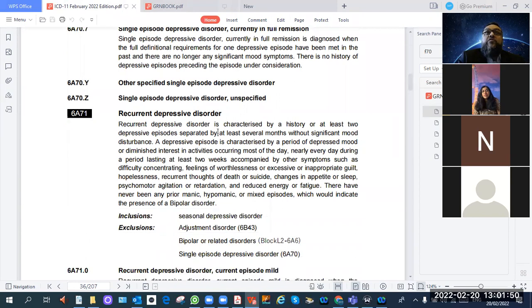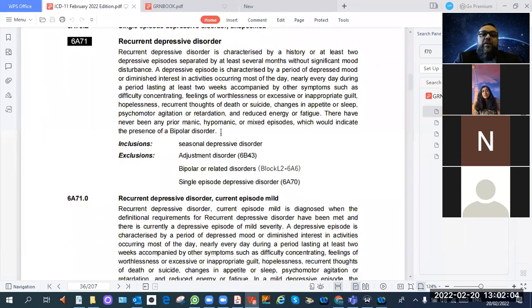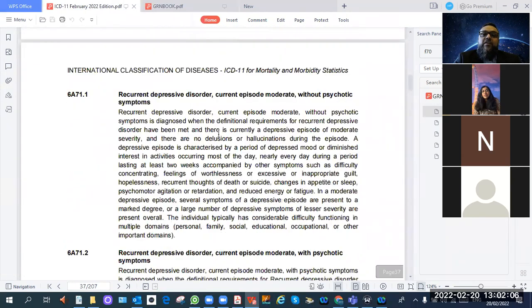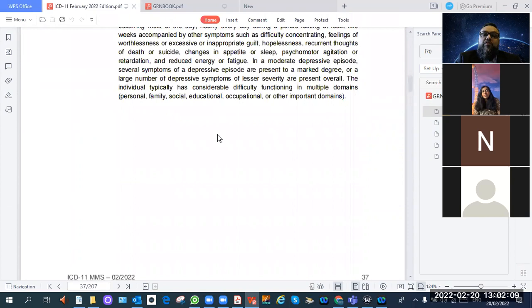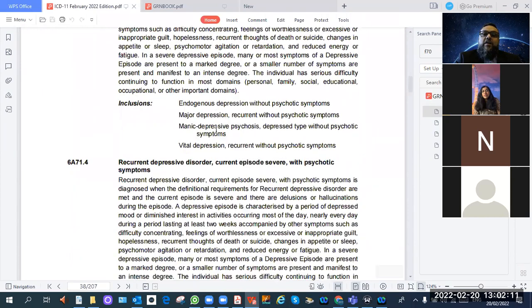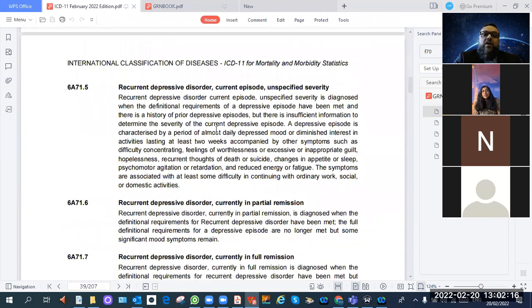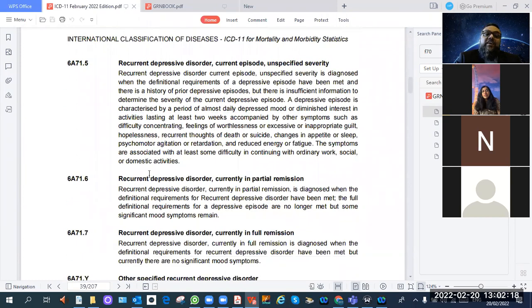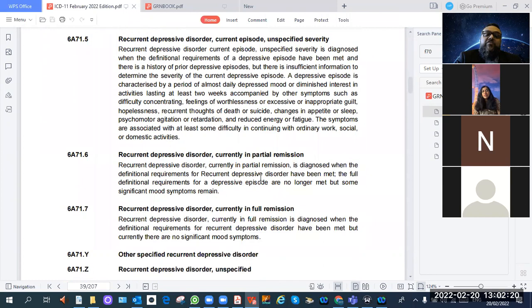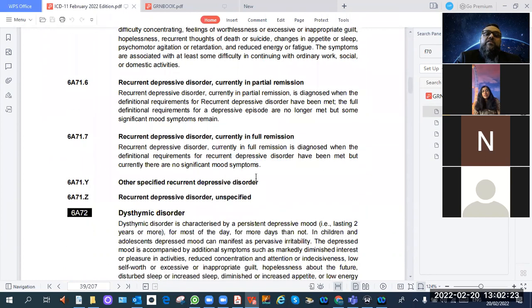So in DSM-5, you have to go through the criteria. In ICD-10, you have the option. It is better if you go through the criteria, but if you have less time, you can just go with the main symptoms and use your clinical judgment. Recurrent depressive disorder, again, mild, moderate without psychotic symptoms, moderate with psychotic symptoms, severe without psychotic symptoms, and severe with psychotic symptoms. And in partial remission or full remission, they will tell you.